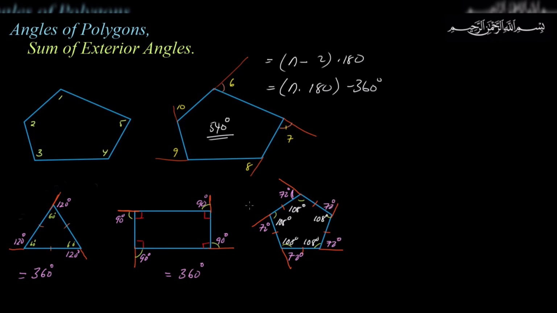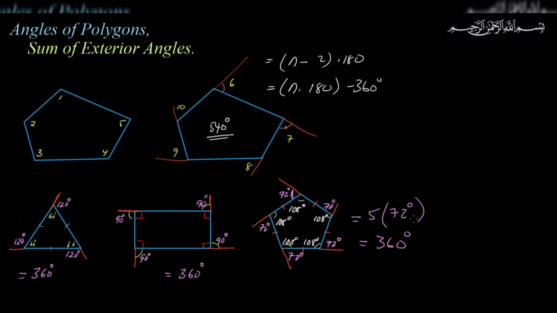Well, that's interesting. By way of example, if you add all of these up, 72 plus 72 plus 72 plus 72 plus 72, the sum is basically 5 times 72 degrees, and lo and behold, that comes up to be again 360 degrees.